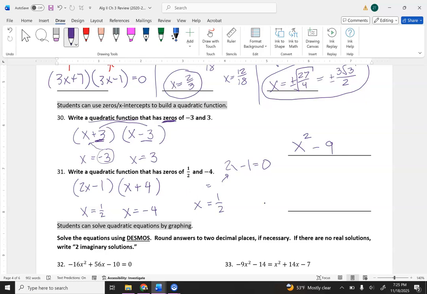So that way when you multiply it all out, you can actually FOIL it out and not have to deal with fractions. So 2x times x is 2x squared. 2x times a positive 4 is 8x. Negative 1 times x is negative x. Negative 1 times 4 is negative 4. So your final answer here would be 2x squared plus 7x minus 4. That thing would factor out to be these parentheses right here, and each parenthesis would lead to an answer like that.